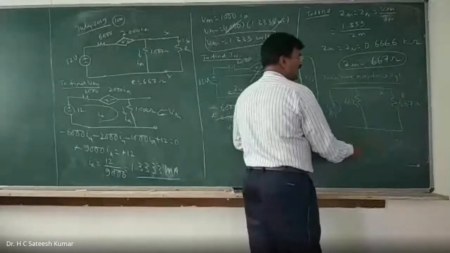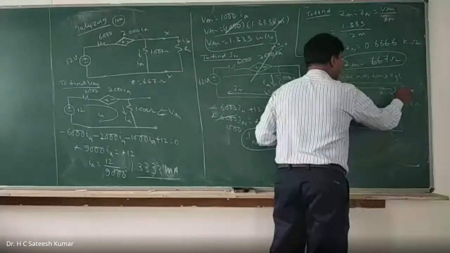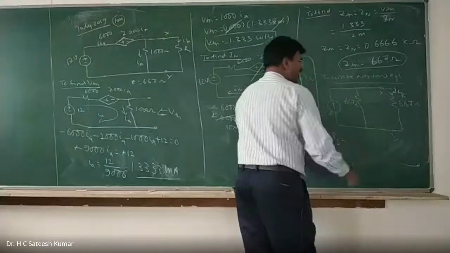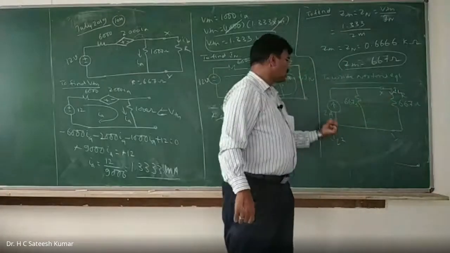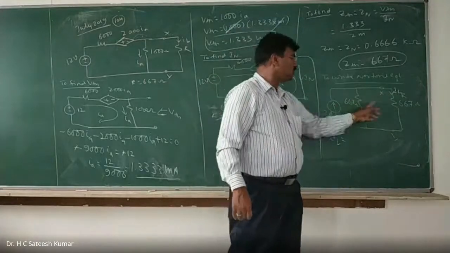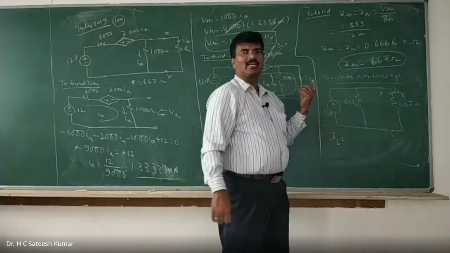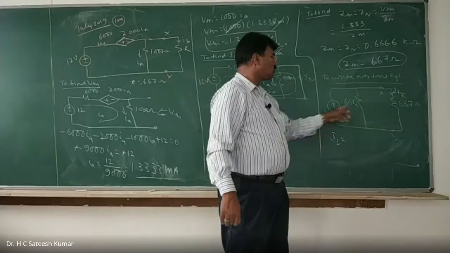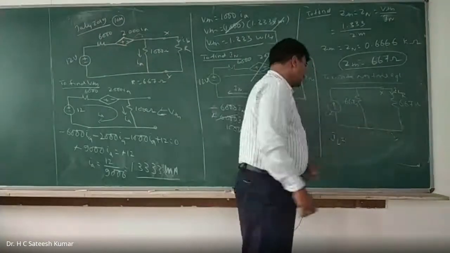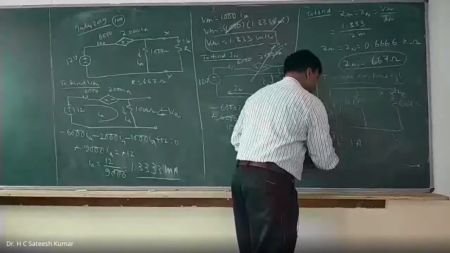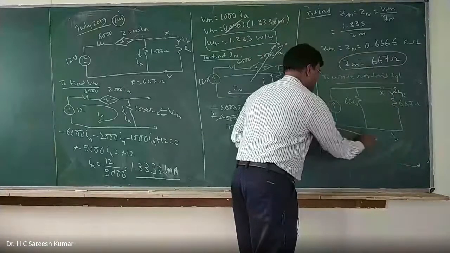And what do we have? Current flowing through this one, I'll call it IL. No need to calculate anything. Current divides equally in equal resistors. 2 milliamps is there. Because these two are equal resistors, current will divide equally. Out of these 2 milliamps, 1 milliamp will go here, 1 milliamp will go here. Therefore, IL is equal to 1 milliamp.